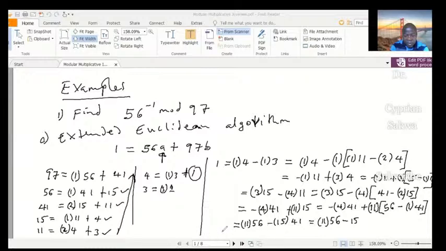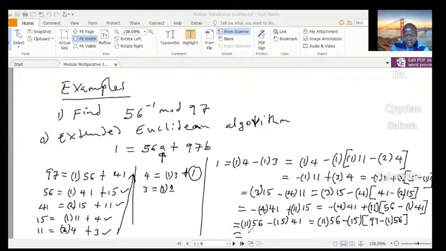So I was saying that 41 would be 97 minus 56, or 97 minus 1 multiplied by 56. And that is the last replacement. So let's now write the result.